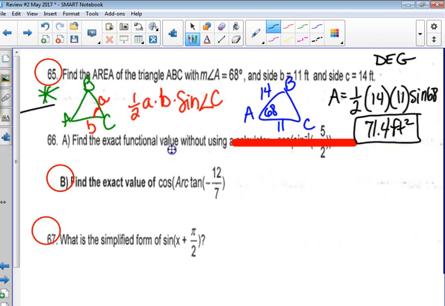All right. 66A is impossible. You can't have a sine value of 5 halves or even negative 5 halves. Just cross it out. I made a mistake. Do you want to talk about B?